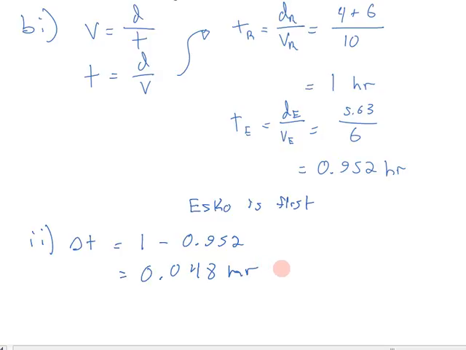That's a funny way of expressing it. I'd rather express it in minutes. So what I'm going to do is multiply the number of hours by 60 minutes per hour. As a result, hours multiplied by per hour cancel, and we get a total of 2.9 minutes. So basically, Esco doesn't have to wait very long at all.